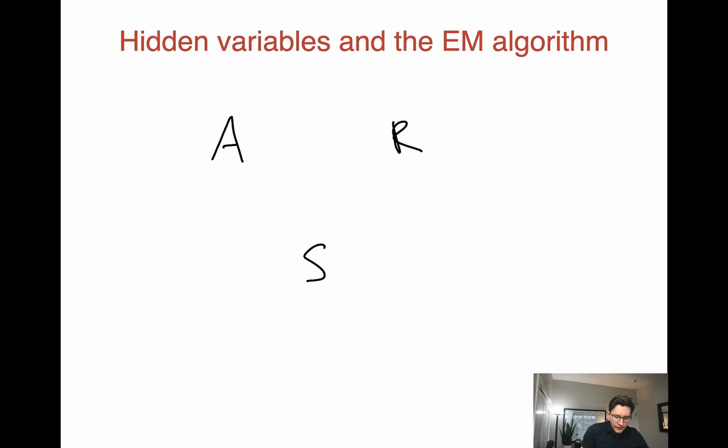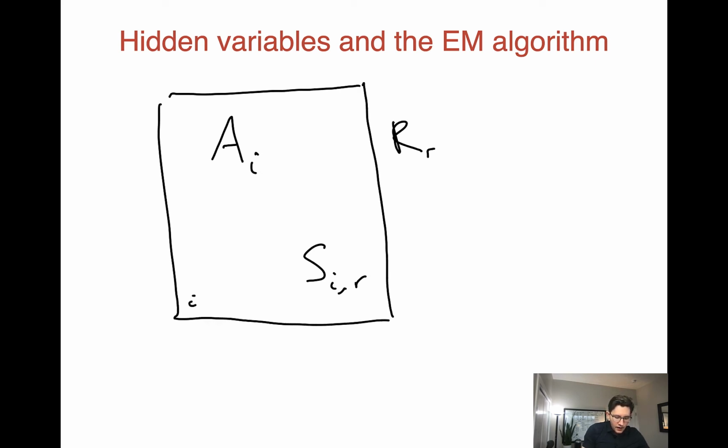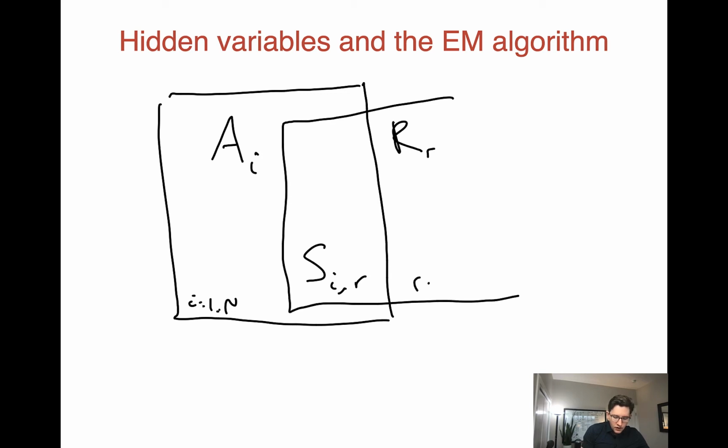And so we have scores of i, comma, r. That is the score that applicant i received from reviewer r. And so notice here we actually have 2 plates here. We have i equals 1 to n, the number of applicants, and we have r equals 1 to m, the number of reviewers.